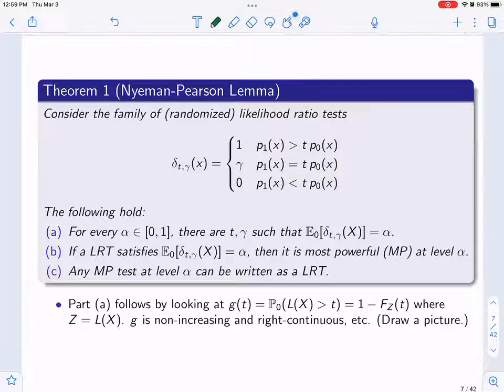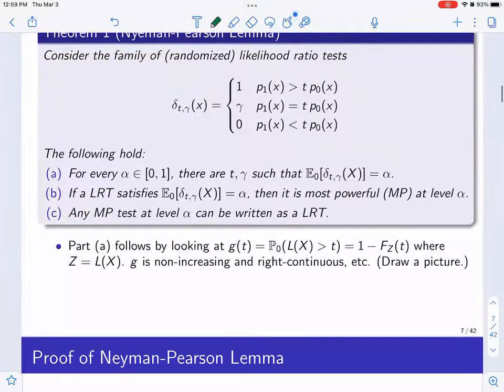So this is a test parameterized by t. T is the threshold, that thing that's there. And then gamma is that randomization, or the probability of rejection when that corner case happens. So the Neyman-Pearson lemma tells you that for every alpha in 0 to 1, there are t and gamma such that I can achieve the exact significance level alpha. Basically, the expectation under the null of this test, which is the probability of rejection under the null, is alpha. That's how we set t and gamma.